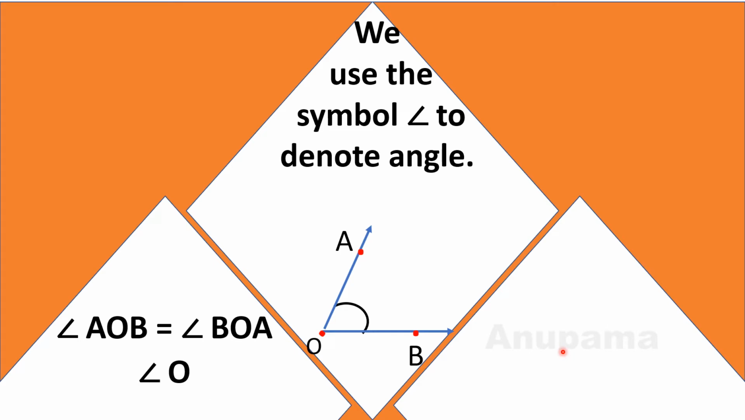As well as there is one more way to write an angle. We can write by a small letter. Here we can give the name a small letter x and we will write angle x. Instead of a small letter, we can give the name of any number also, and it is angle 2.